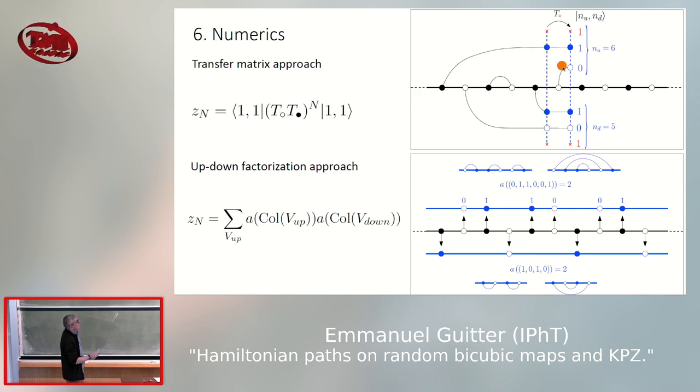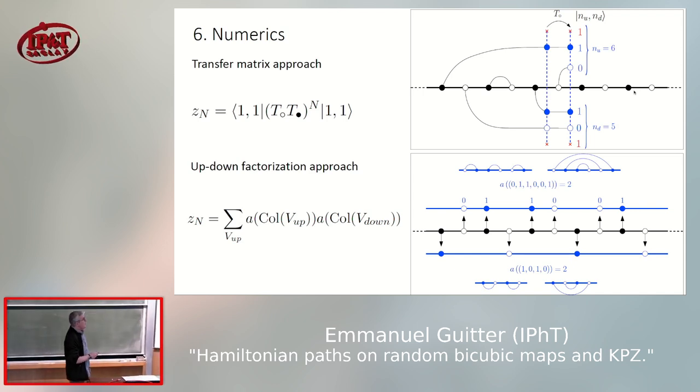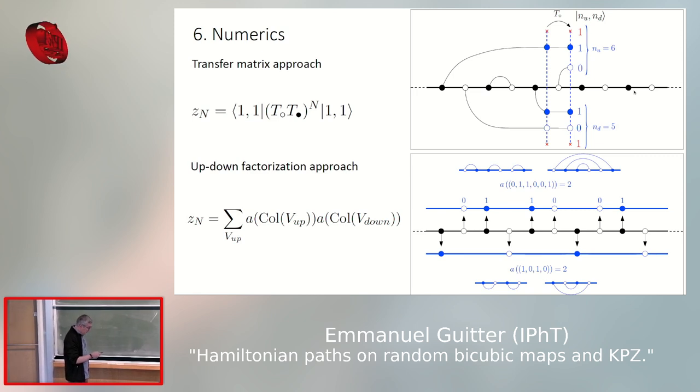Whenever you code these colors by 0 and 1, and by a number in base 2, it means that a state is indexed by two integers, and the vacuum is 1, 1. So that's a simple transfer approach. Actually, for the partition function, that's the best algorithm. For the correlators, it's not true. The second algorithm is better for correlations.